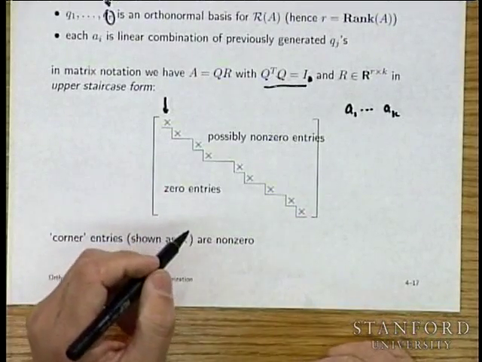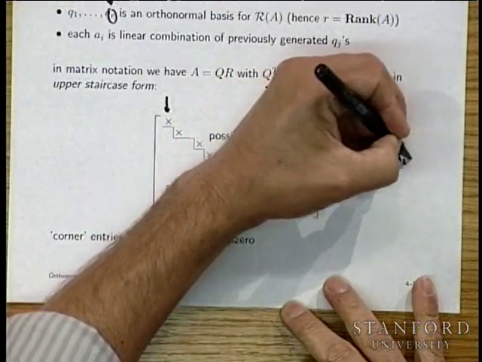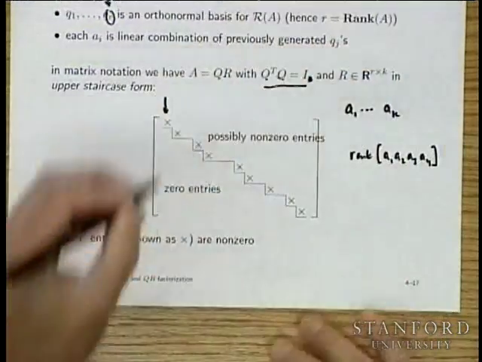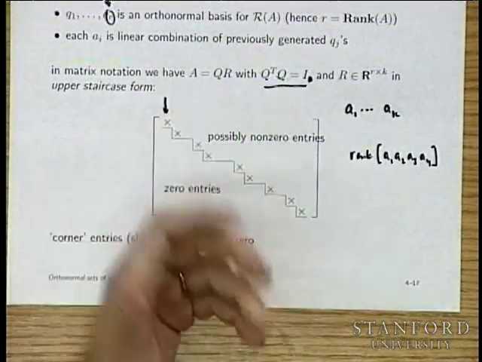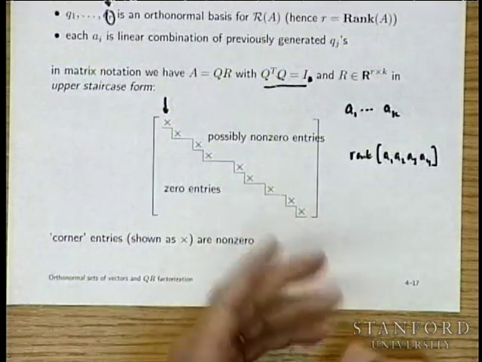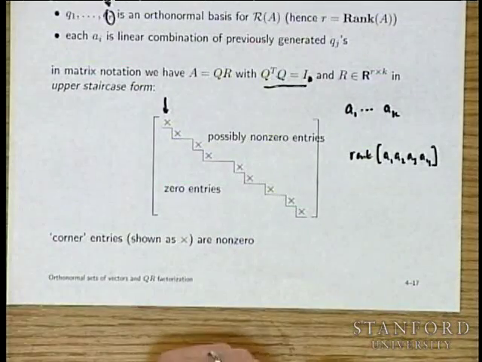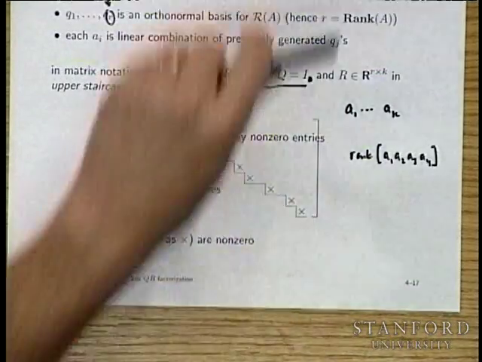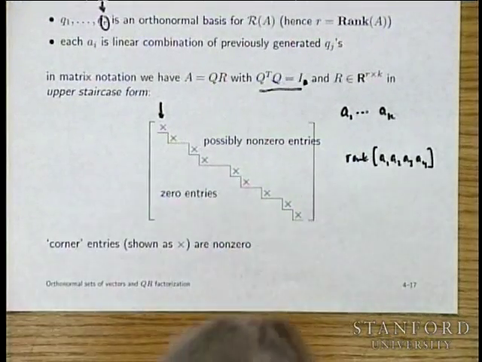Let me count out a couple. What is the rank of A1, A2, A3, A4? It's 3. And in fact, we have an orthonormal basis for it. What is it? Q1, Q2, Q3. I heard Q4, I'm just ignoring it. It's Q1, Q2, Q3. Did I do that right? Yes, I did.